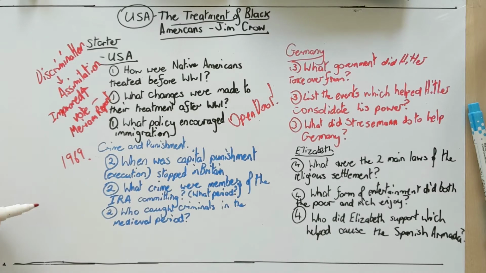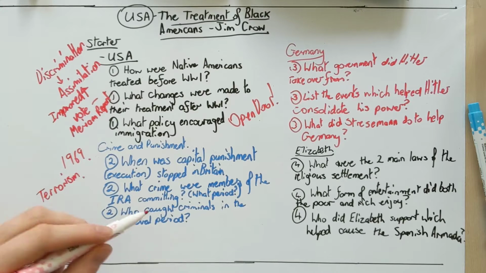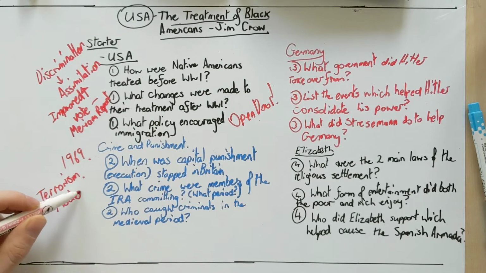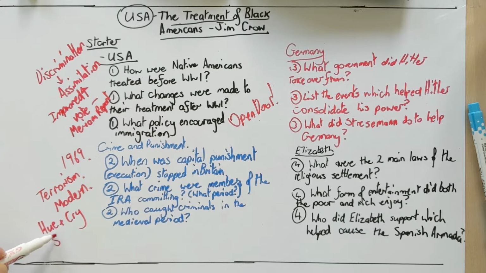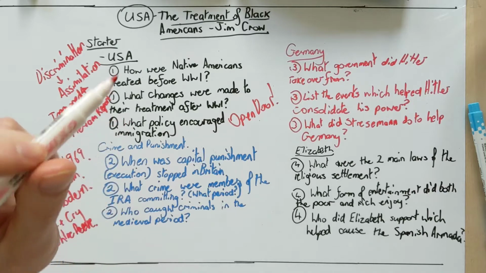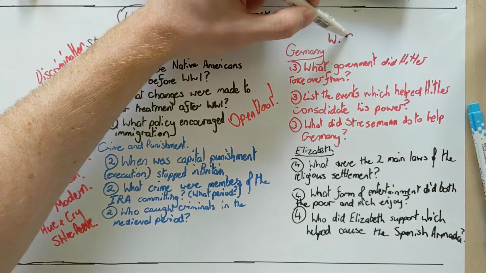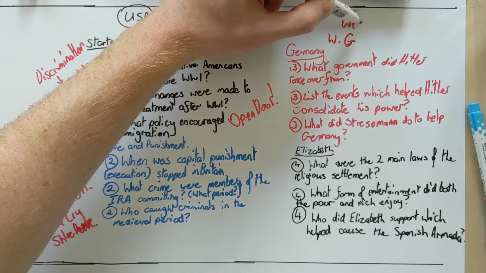What crimes were members of the IRA committing or accused of committing? Terrorism, and that was in the modern period. So 70s, 80s, well, even 90s. Who caught criminals in the medieval period? You can mention the hue and cry. You can mention the shire reeve. And then what government did Hitler take over from? We've got the Weimar government.